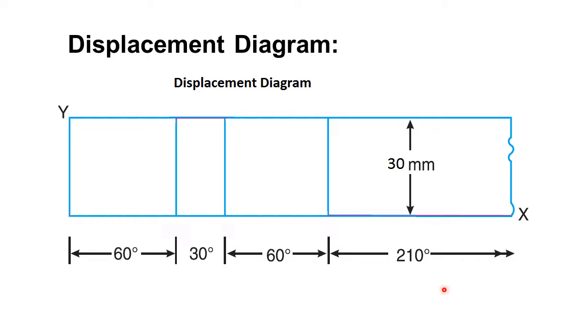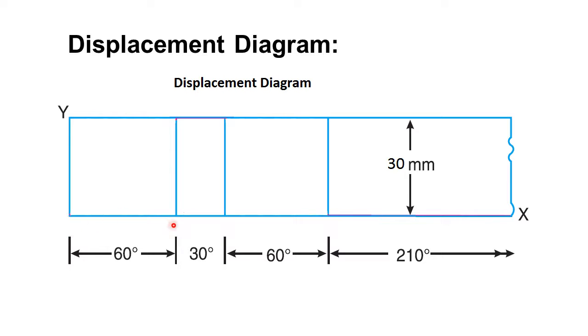So along x-axis we have taken the angle of rotation of cam, and along y-axis we have taken the lift of the follower. Along y-axis you measure this height as 30 mm, 3 centimeters, and draw this second horizontal line. So these two horizontal lines are apart by a distance of 30 mm.